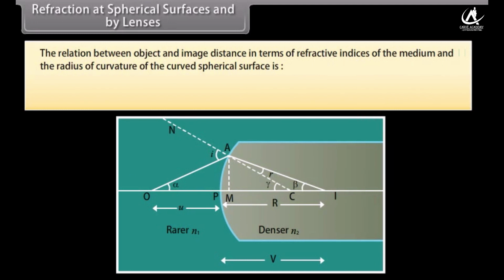The relation between object and image distance in terms of refractive indices of the medium and the radius of curvature of the curved spherical surface is N2/V minus N1/U equals (N2 minus N1)/R.